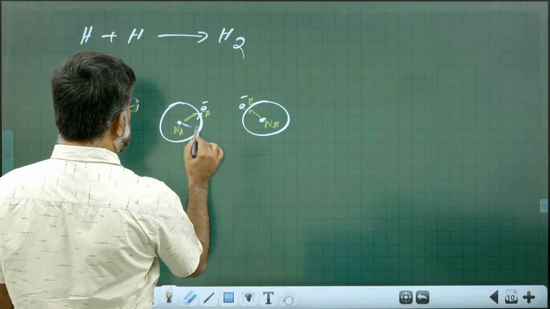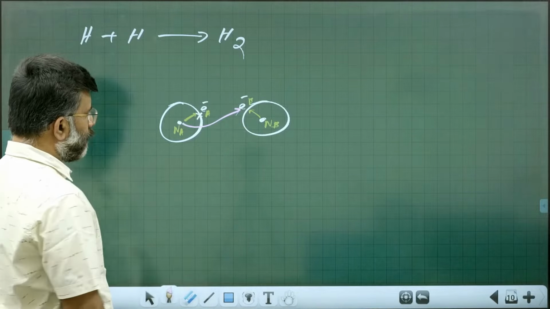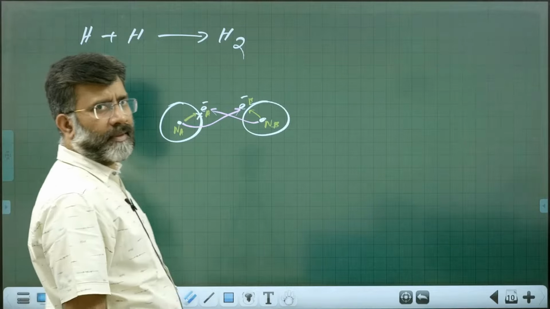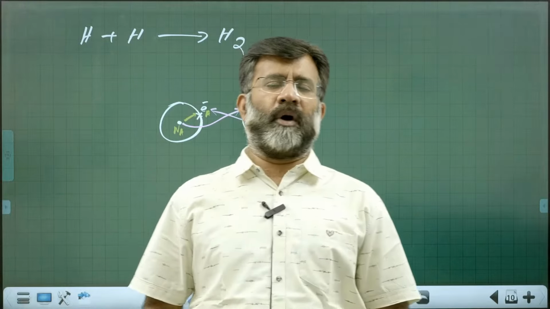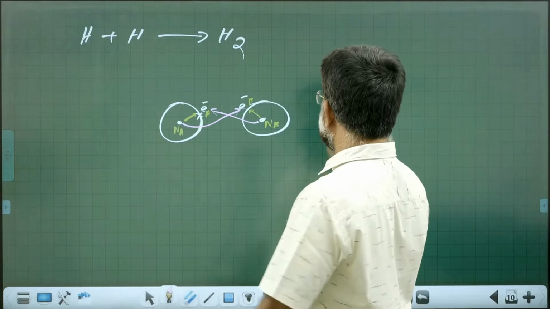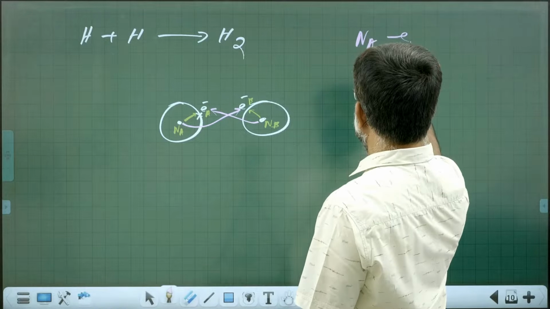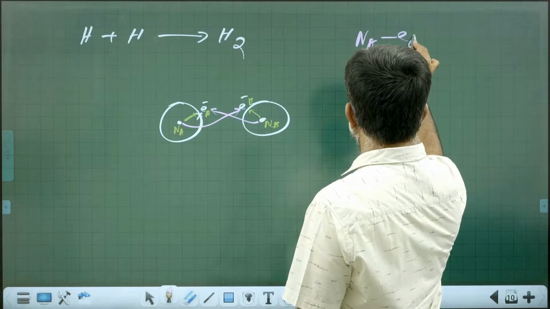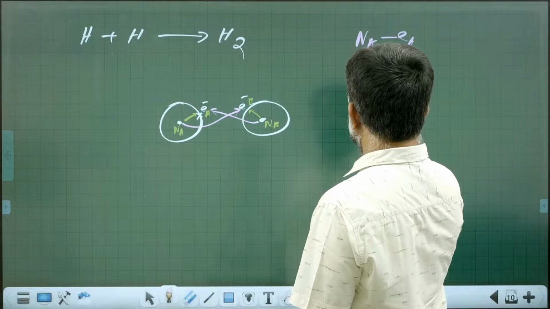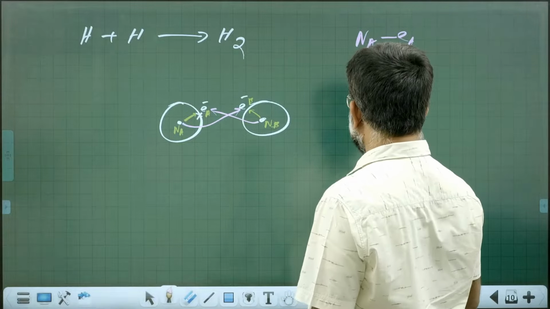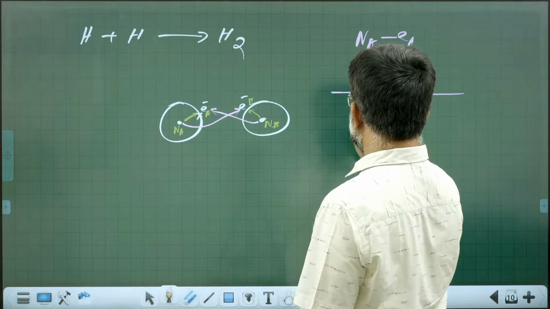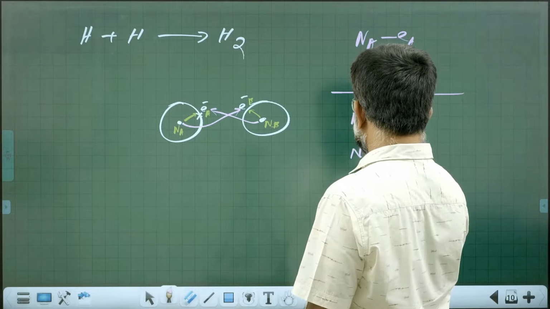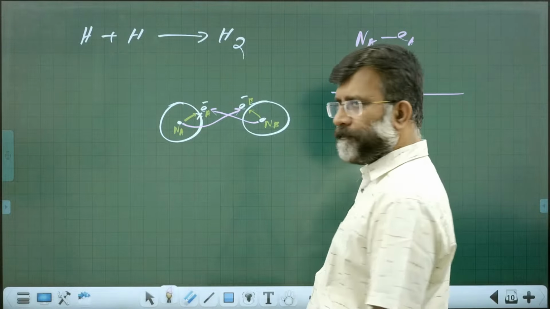This nucleus starts attracting this electron, and this nucleus starts attracting this electron. A new force of attraction starts operating. There is always NA-EA attraction, and there is always NB-EB attraction. Now, the two new attractive forces are NA starts attracting EB and NB starts attracting EA.